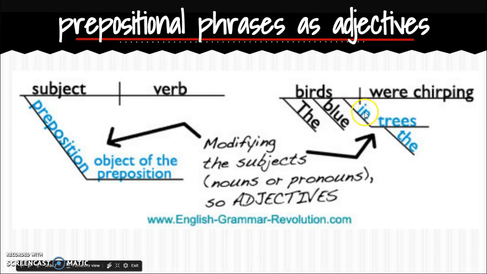In is my preposition, trees is my noun, and just like with any modifier, it goes on a diagonal line underneath the word it modifies. The describes the trees.